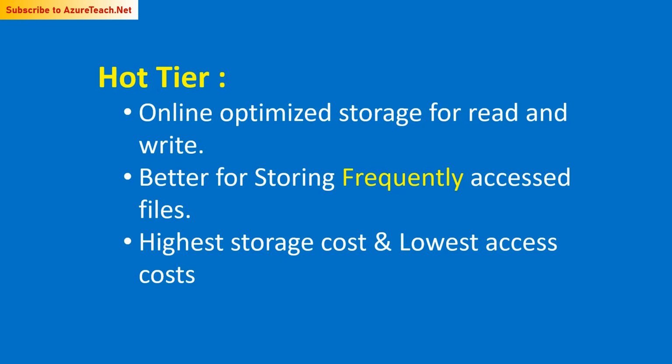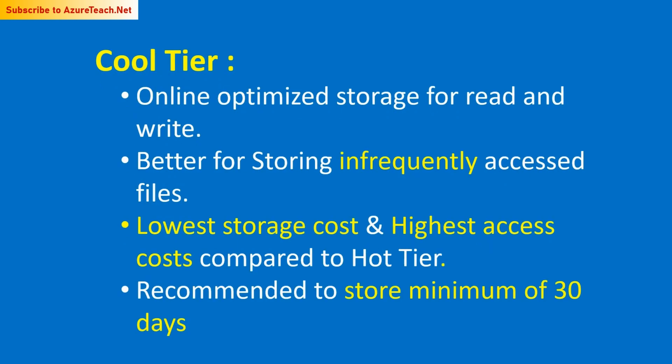Now let us discuss some theory. Hot access tier is an online optimized storage for frequently read and write files. And it has the highest storage cost and lowest access costs. Whereas cool tier is also online optimized storage for read and write, but it is better for storing infrequently accessed files. It has the lowest storage cost and highest access cost compared to the hot tier. And it is recommended to store the blobs for a minimum of 30 days.